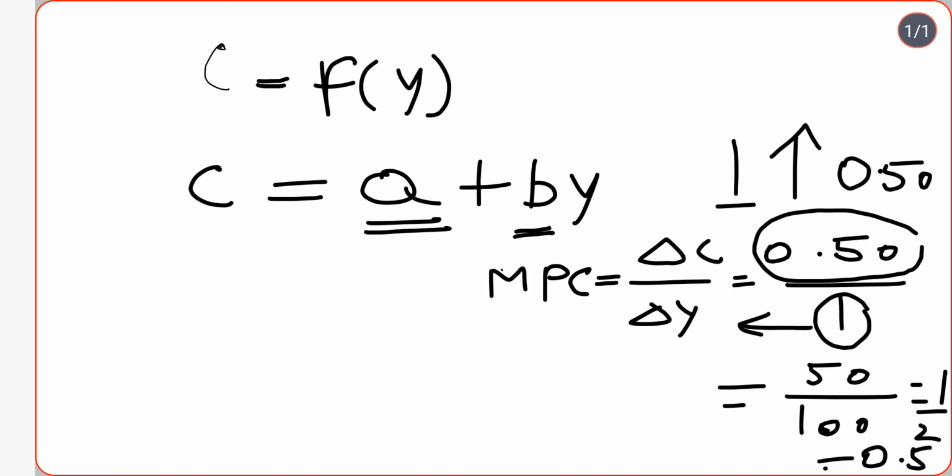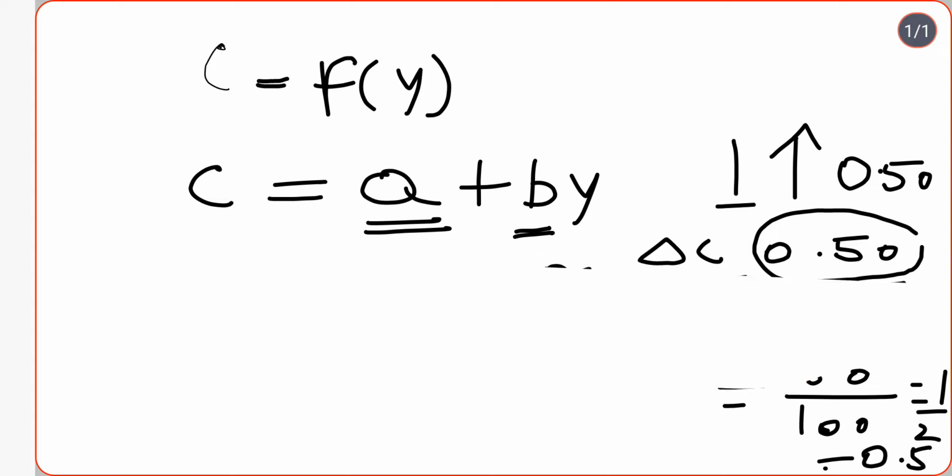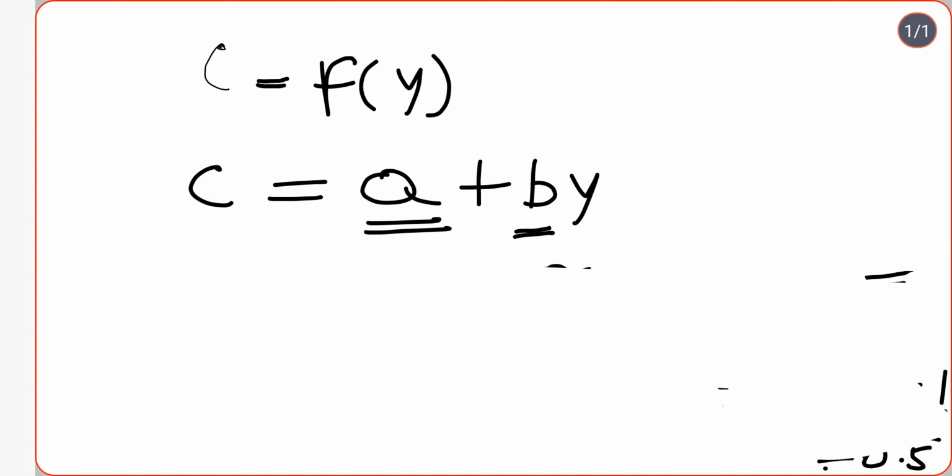Now we will go to this identity. From this identity, that C equals A plus BY, we will go to the multipliers. We will go to the multipliers concept. This is very much important. This identity is very much important.